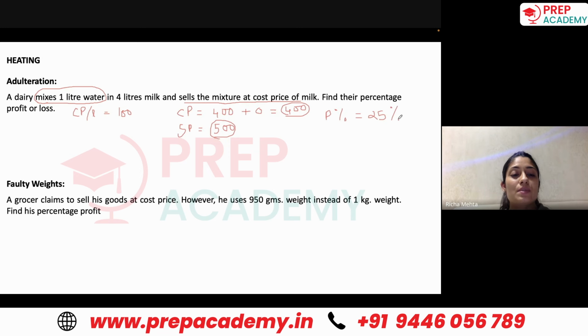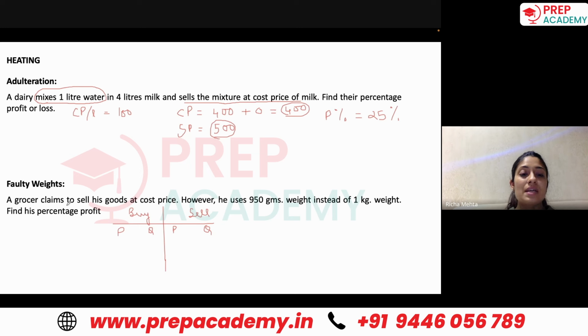Okay. Now see, this is one more different type of cheating. A grocer claims to sell his goods at cost price. However, he uses 950 grams instead of 1 kg. Find his profit percentage. So again, for such questions, I always prefer to make this table. Let's make a buy side and a sell side of a table. And in both of these sides, let us try to note down the data given to you in terms of price and quantity.